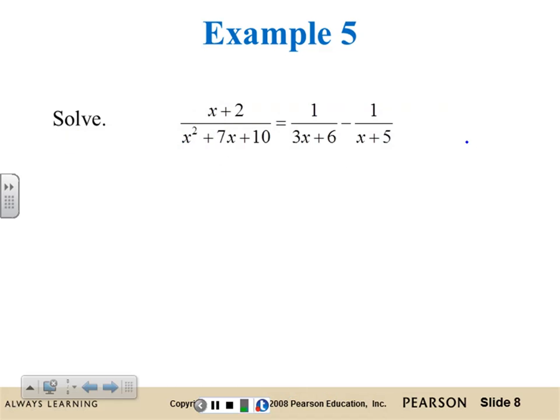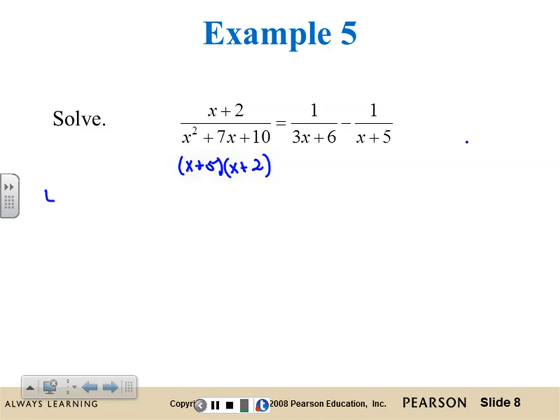Alright, let's try this one. See what happens. So again, I have an equation that has fractions in it. So I need to get rid of those fractions by multiplying by the least common denominator. To find the least common denominator, I need to factor anything that will factor, which is going to be this trinomial. So I'm going to have x plus, and I think it's 5 and 2.